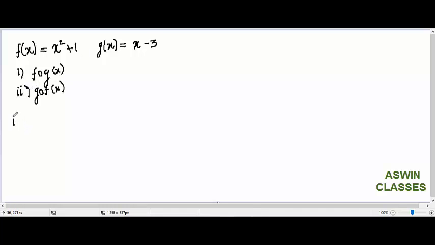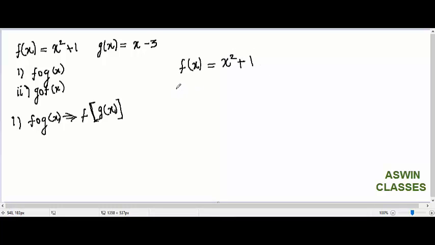See, this f composition g of x means f of g of x. That's the meaning of f composition g of x, that is f of g of x. But you have f of x is equal to x square plus 1. Now you need to find f of g of x.